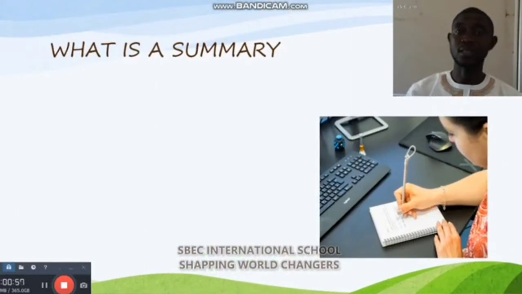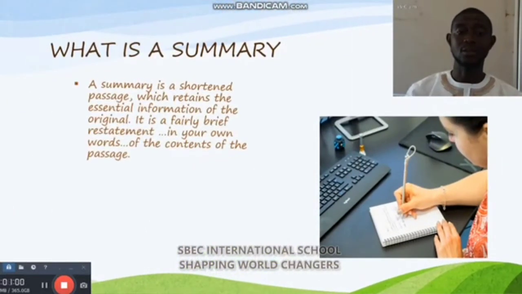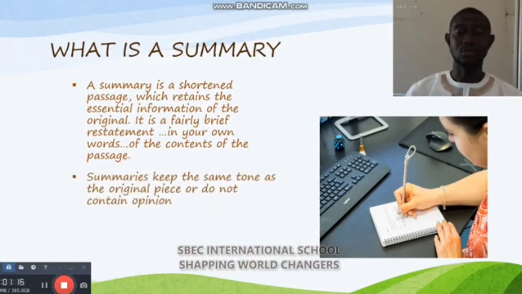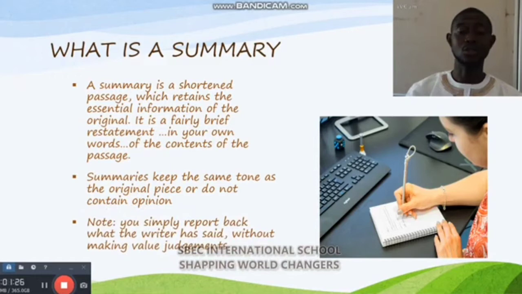Now, what is a summary? A summary is a shortened passage which retains the essential information of the original. It is a fairly brief restatement, in your own words, of the content of the passage. A summary keeps the same tone as the original piece and does not contain opinion. Note, when you are writing a summary, you are simply reporting back what the writer has said without making value judgment.